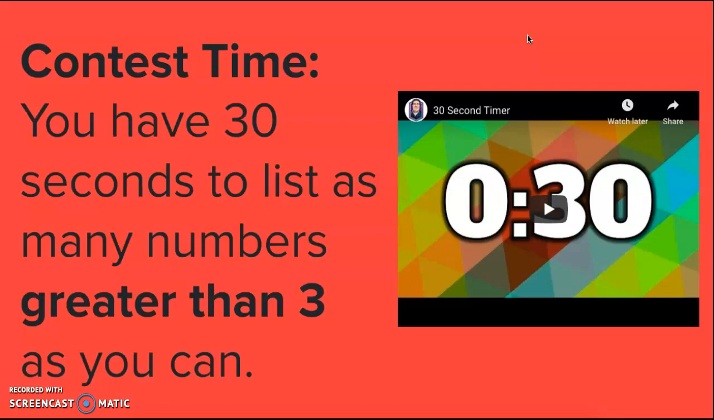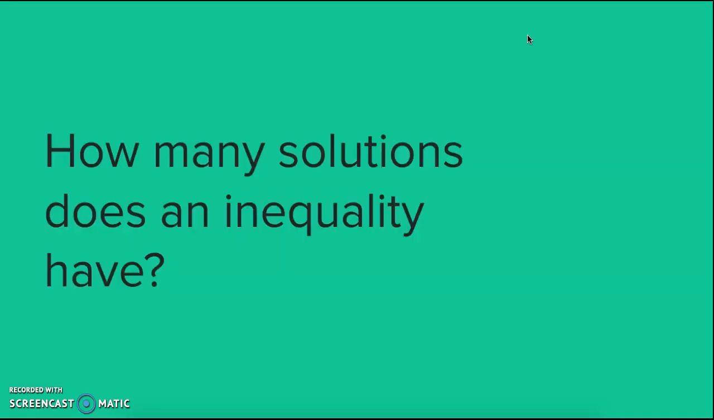like 3.1 and 3.2 and 3.3, and even things like 3.01. All of those are greater than 3. So how many numbers would be greater than 3? That's our big question for this unit: how many solutions does an inequality have? How many numbers are greater than 3? How many numbers are less than 10? Don't forget about negative numbers.